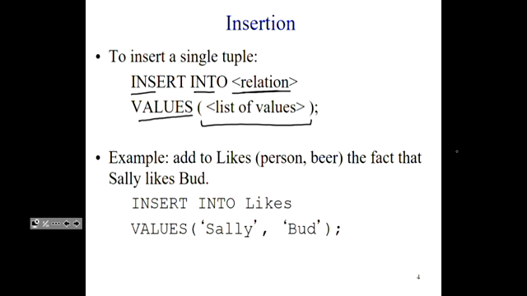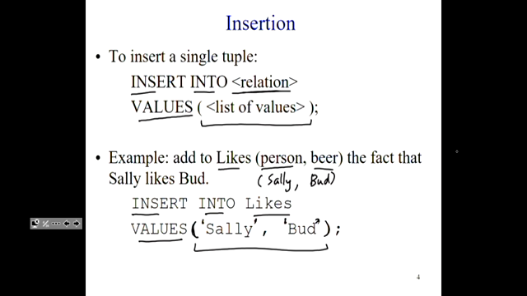So let's say I have likes, which is defined by person and beer, and I want to add a tuple corresponding to Sally and Bud. I can do that by saying insert into likes values, in parentheses, Sally and Bud. Okay, so this is one tuple that gets inserted into the likes relation. Okay, so let's talk about generalizations of this. So this was the simplest case.